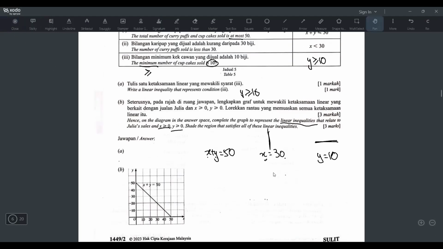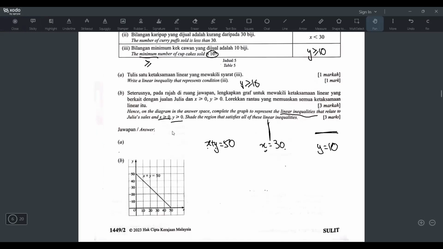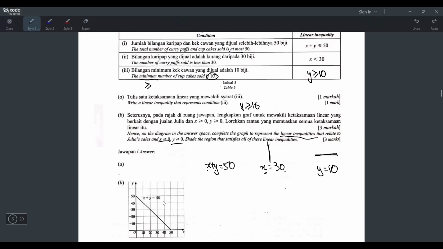You don't have to cari two coordinates because x equals 30 is a vertical line that passes through the x-axis at 30. So all you need to do is just go to the x-axis, cari 30, and then draw a vertical line. Okay, that's why you don't need to find points. It's just a vertical line.